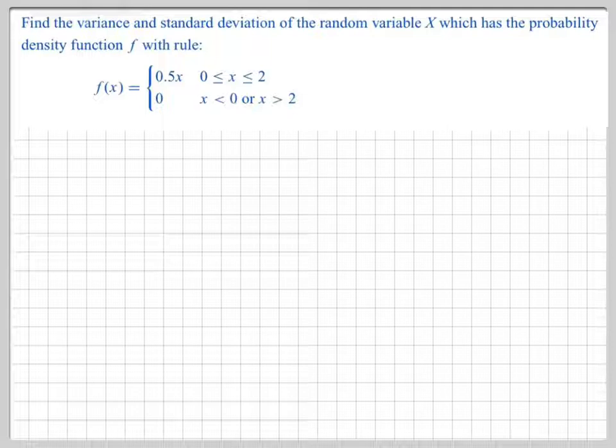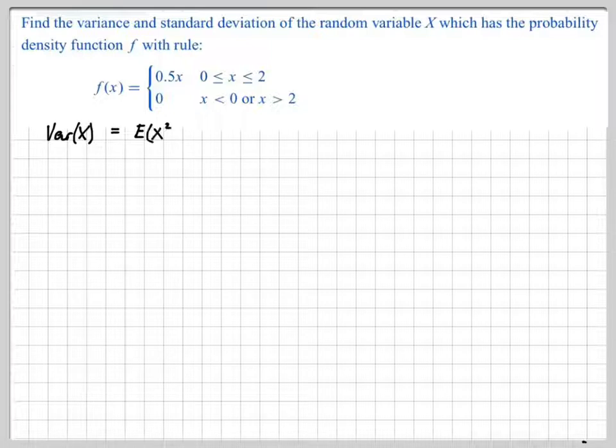Find the variance and the standard deviation. This is an example of what we just found. The variance and the standard deviation of the random variable x, which has that probability density function with that rule. Well, come on, we know how to do it now, don't we? f of x looks to me to be x over 2, or 0.5x, and it only goes from x is 0 to 2, so we can do that.